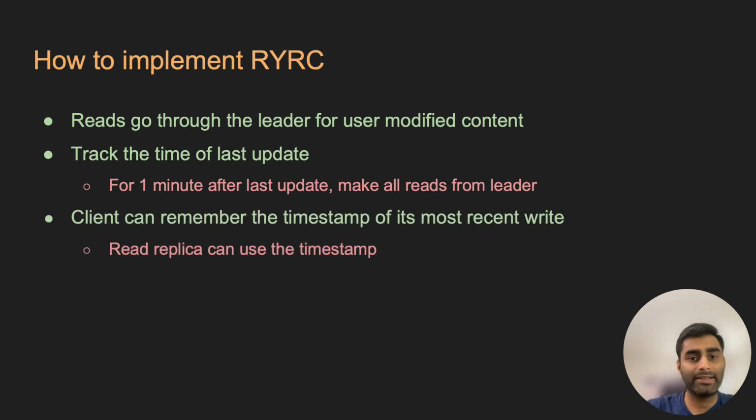Now a third way is that the client can remember the timestamp of the most recent write that it has sent to the leader node. In that case, the system can ensure that the replica serving any reads for the client has all the updates at least until that timestamp. So let's say a replica is not sufficiently up to date. Then either that read can be handled by another replica, or the query can wait until the replica is totally updated.